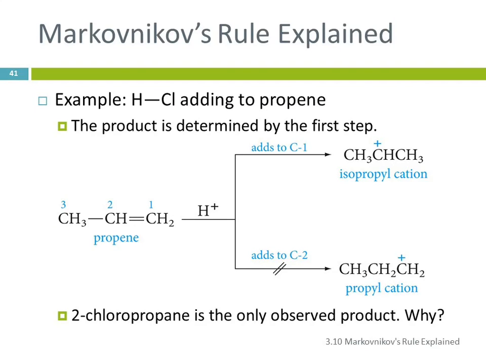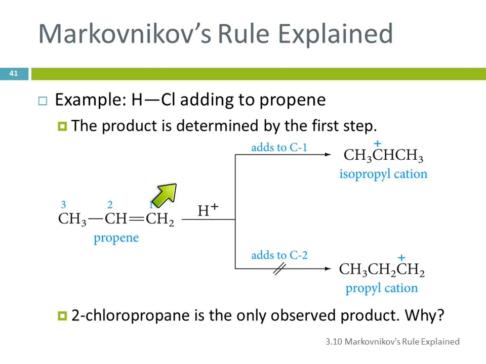Understanding this electrophilic addition mechanism helps us to understand why Markovnikov's rule is true. So if we look here, adding hydrochloric acid to propene, the product is actually going to be determined by the first step. So the hydrogen adds first. The hydrogen ion adds first.